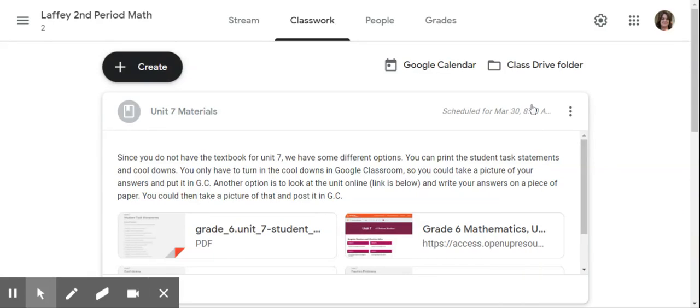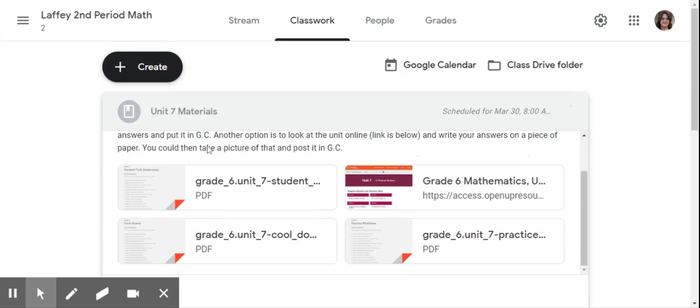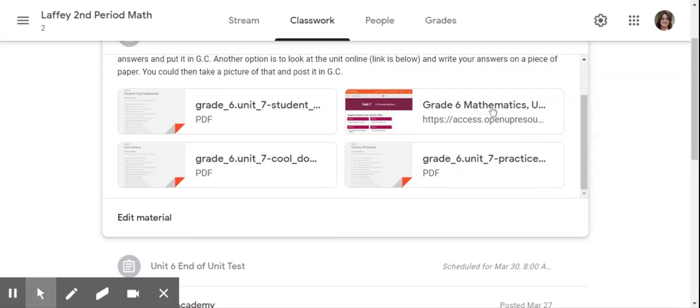Okay, so we're going to be doing Unit 7 today, but I want to show you where the materials are. Even though this says second period math, first period has the same materials. If you click on Unit 7 materials, you are going to have 4 different things. This is the link to the website, and you can click on Lesson 1, and then you can follow along here and write your answers on paper if you want.